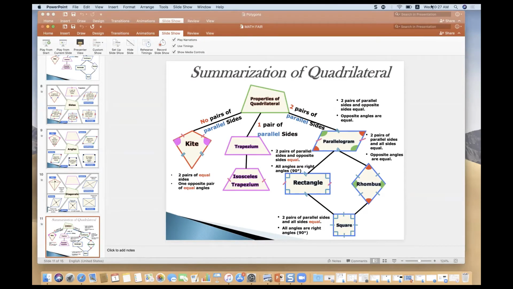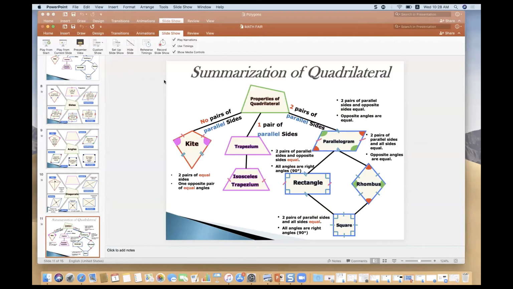If we have a quadrilateral with two pairs of parallel sides, I will get a parallelogram. A parallelogram that has each two opposite sides equal and parallel and has four right angles, I will call in this case a rectangle.